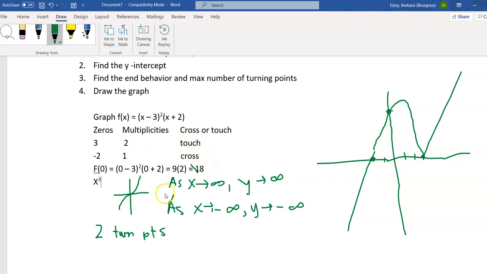All right, now let's notice 2 turning points. So we have 2 turning points. Here's one, and here's one. The graph turns in a separate direction. So there's our graph. All right, so let's take another one through the same sort of steps again.